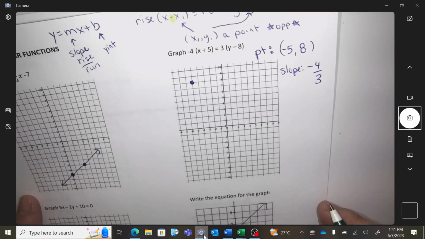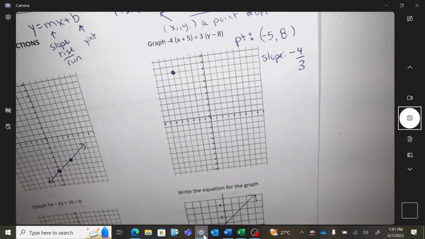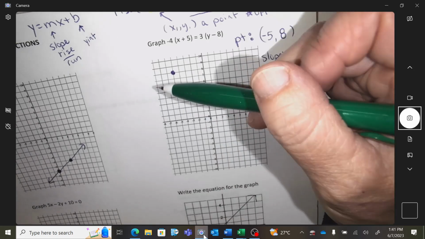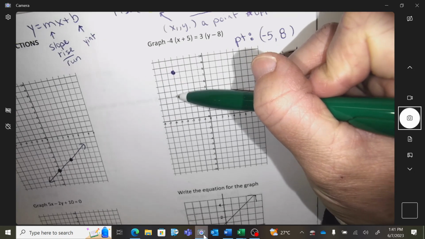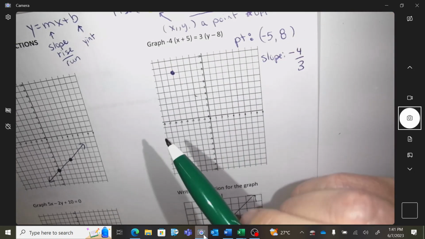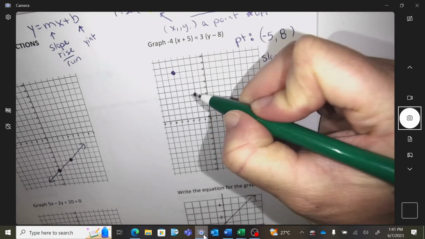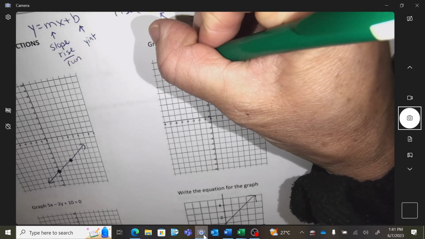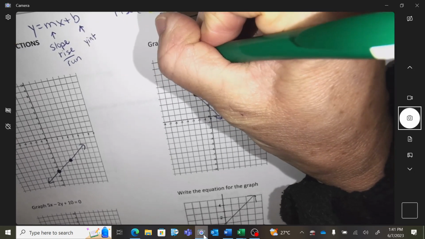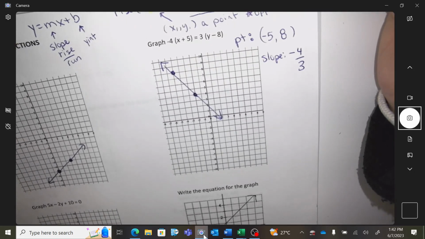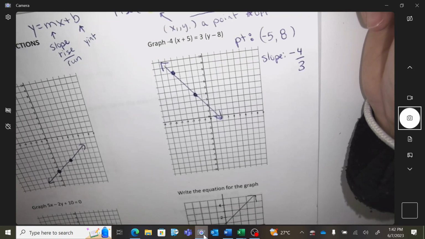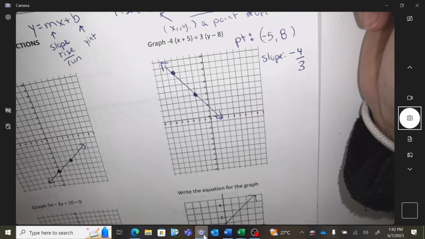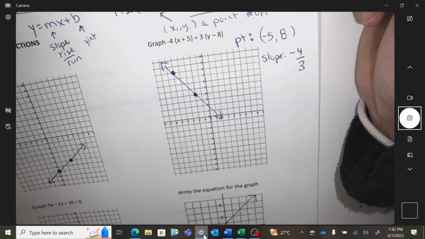So draw me a coordinate there. -5, 8. From that point, you got to go down 4 and right 3. Okay, also remember the fact that if you're a negative slope, your drawing needs to look like you're sliding down a hill, right? If you're a positive slope, you always got to be climbing up the hill.